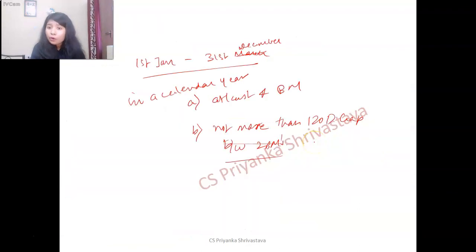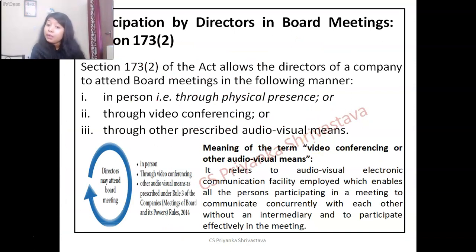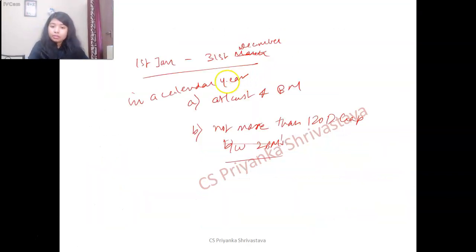You can go beyond 4, but you cannot go below 4. That is the thing. Now, participation by the directors in the board meeting. Now, you can note this down.